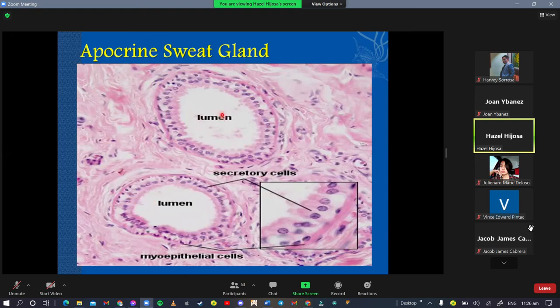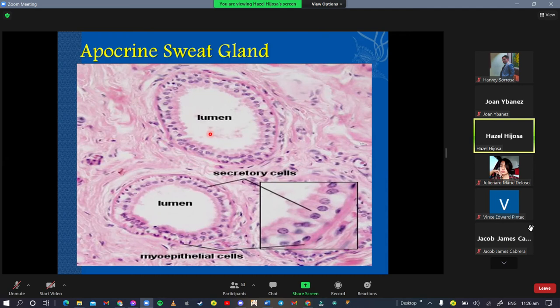And these glands also are associated with hair follicles. So they release their secretion into the hair follicle at the level just above the entry of the sebaceous duct. And then for the eccrine sweat glands, these are located widespread, so in any parts of the body. However, the apocrine is localized.